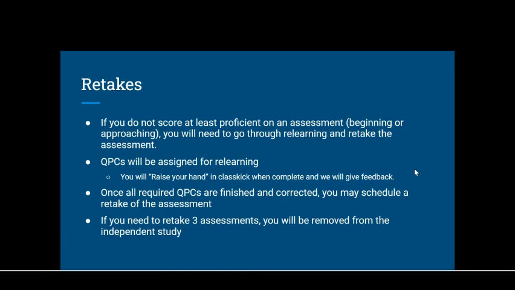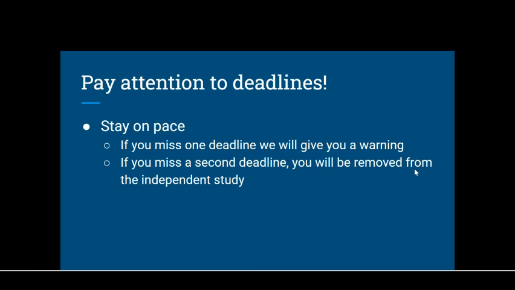QPCs will be assigned for relearning. You will use the raise your hand feature in ClassKick when completed, and we will give feedback. Once all required QPCs are finished and corrected, you may schedule a retake of the assessment. A reminder, if you need to retake 3 assessments, you will be removed from the independent study program. There is no penalty for being removed from the program, you just won't advance to honors geometry the following school year.